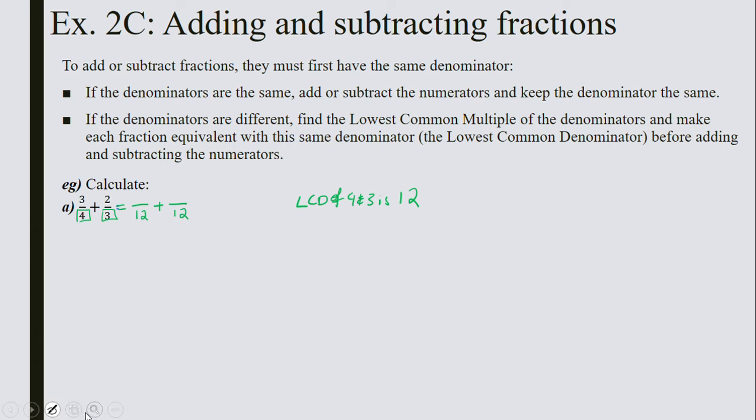Now, to get from 4 to 12, we multiplied by 3. So we have to do the same thing to the numerator. And what that gives us, I'm probably going to regret writing that in a light green, but that's fine. Okay, 3 times 3 is 9.